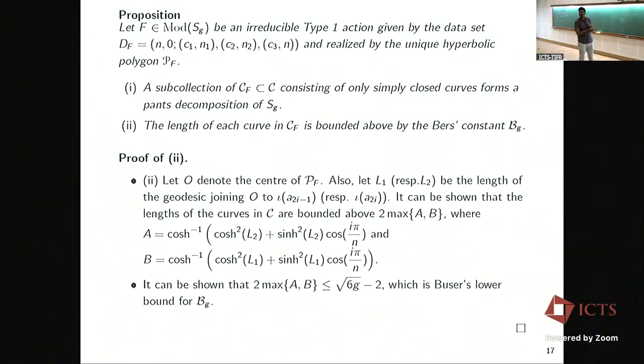So we said that there exists a sub-collection of curves in these geodesics which are closed geodesics, which will yield a pants decomposition of your surface. Not all geodesics in the collection I have described are closed, but there will be a bunch of closed geodesics. You can take such a sub-collection in that collection, and that will always give you a pants decomposition. And not only that, this pants decomposition will be bounded above by the Bers constant.